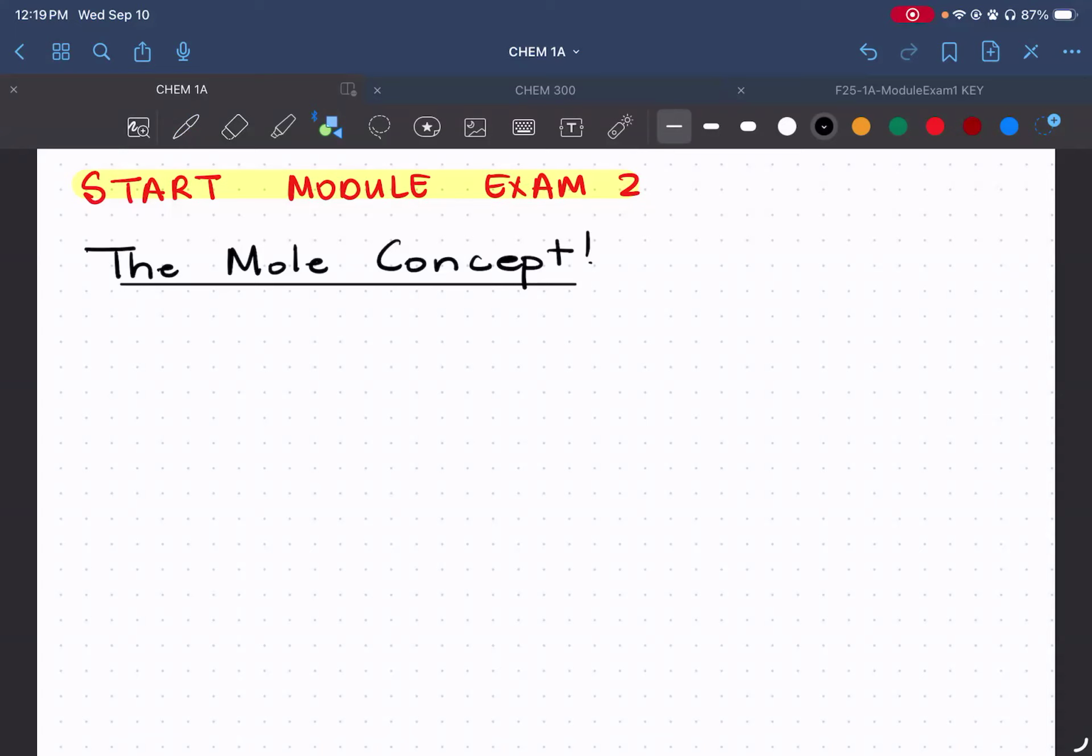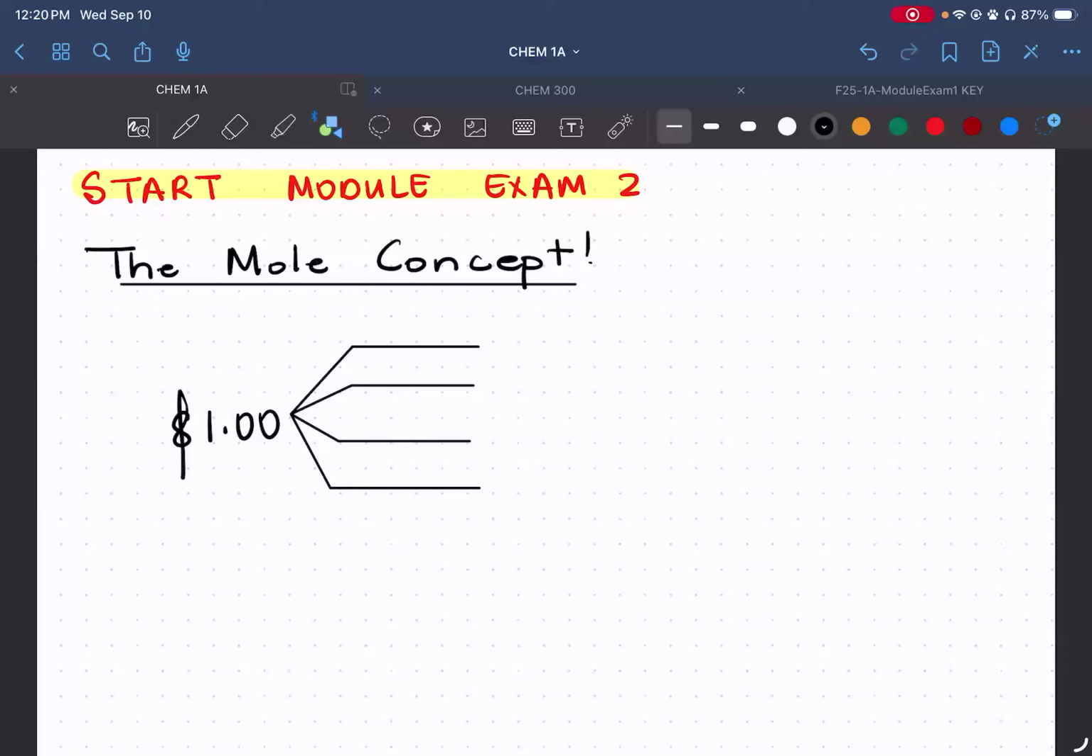Now, to understand the mole, we should first understand the value of $1. Let's think about what a dollar means in our day-to-day language. And I promise you this is going somewhere. A dollar, of course, is one of our basic units of currency. And a dollar, at least in USD, represents one of the most fundamentally well understood ideas.